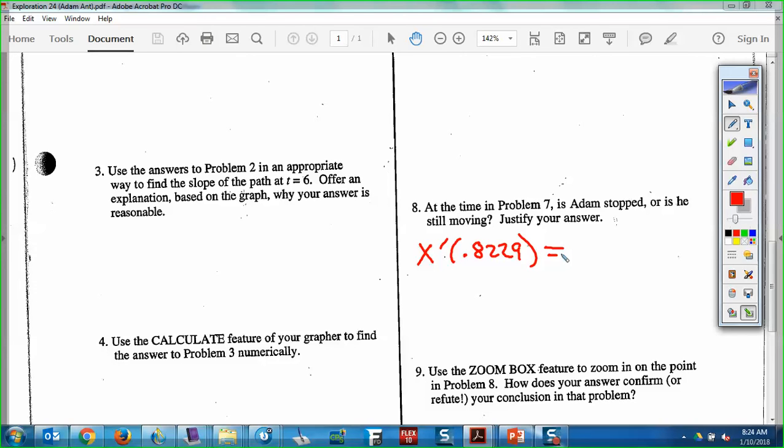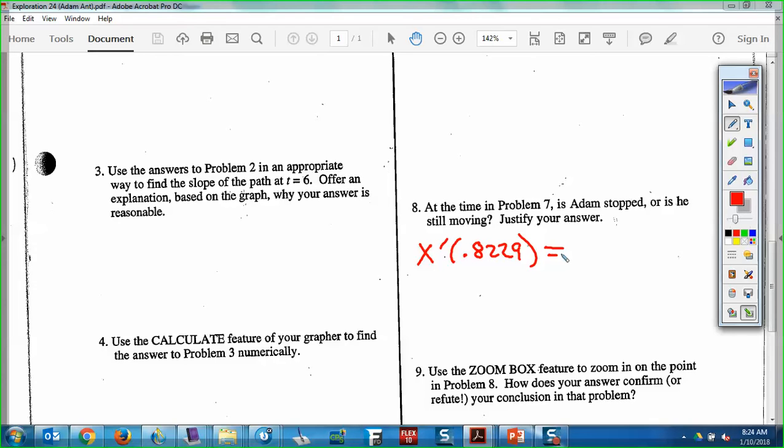Okay, let's think about this now. What's hard about these problems is you have so many different equations that you really have to stop and think, what does each equation represent and what am I trying to find? Is he stopped? Since we have two-dimensional motion, if he stopped, his velocity in both directions has to be 0, right? If he stopped, he can't be going up, down, left, or right. So x prime and y prime both have to be 0. Now you could do the same thing you did in 7. You could take x prime, set it equal to 0, and see if you get the same value, see if you get 0.8229. That'd be an option also.